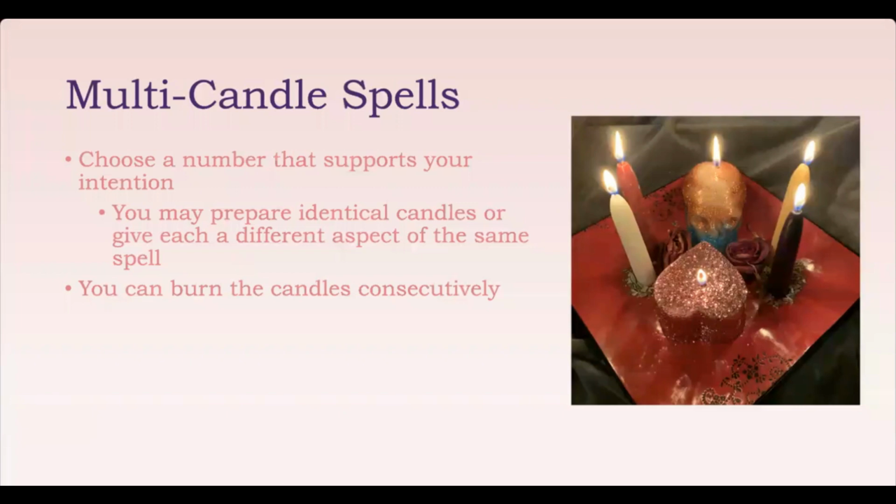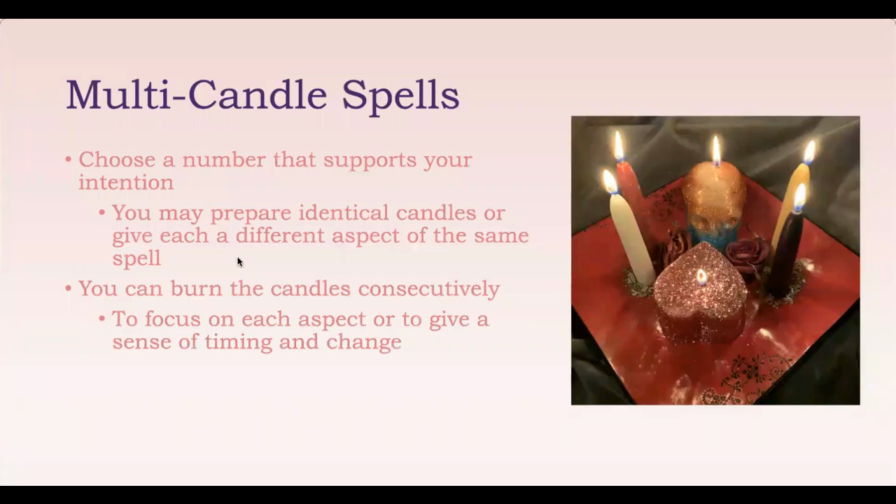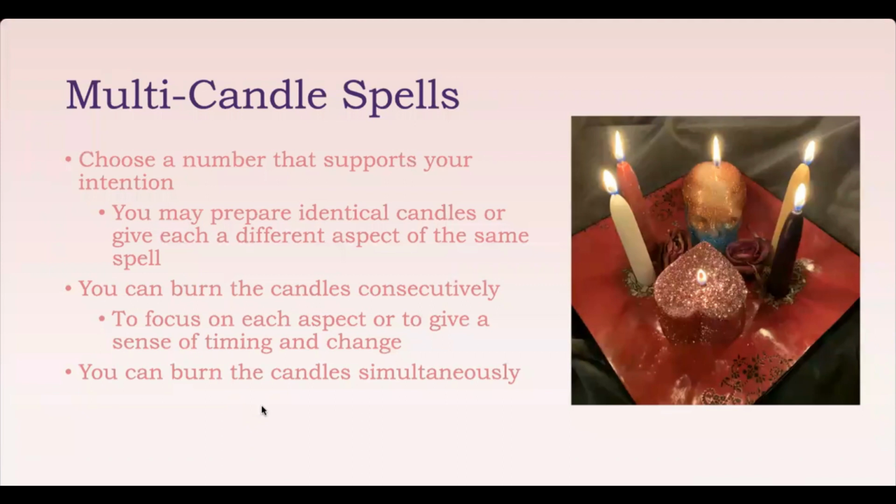Now, when we bring in multiple candles, we can burn them consecutively, meaning we can burn them one at a time, or we can burn them simultaneously. We might burn the candles consecutively because we want to focus on each aspect or have a sense of our spell having timing and change. And maybe we can even time those candles to a timing that we add. So we might light them at different planetary hours or different days of the week or so on. We can also burn the candles simultaneously, and that means all of the elements of the spell are blended together.